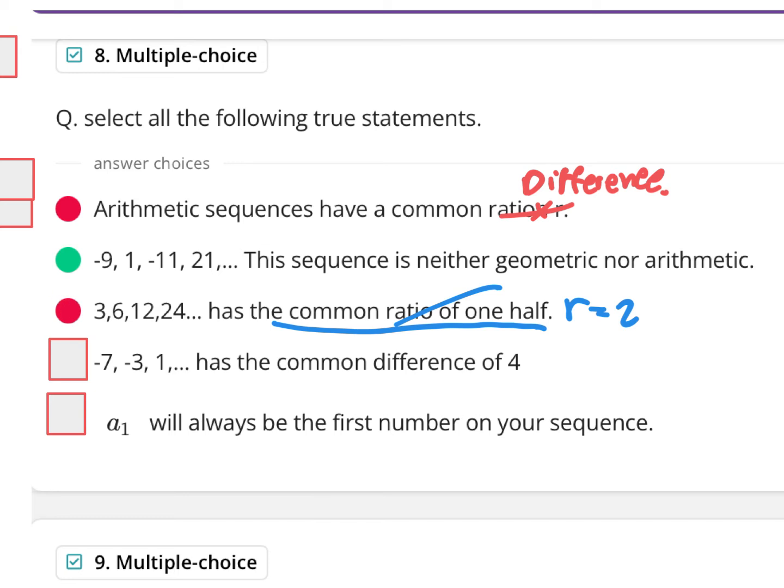Moving on. Does this have a common difference of 4? Well, 1 take away a negative 3 is positive 4. Negative 3 take away a negative 7, that's really negative 3 plus 7. That is a positive 4. So this one is true because it does have a common difference of 4. That's arithmetic. A sub 1 will always be the first number on your sequence. That's absolutely right. Let's move on to the next question.